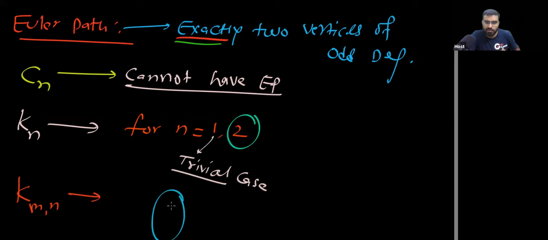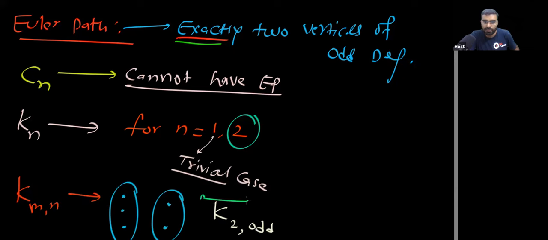For example, you can have this type of graph. You can have here, or here you can have this. This type of graph will work, meaning exactly two vertices should have odd degree. So this type of graph will work.